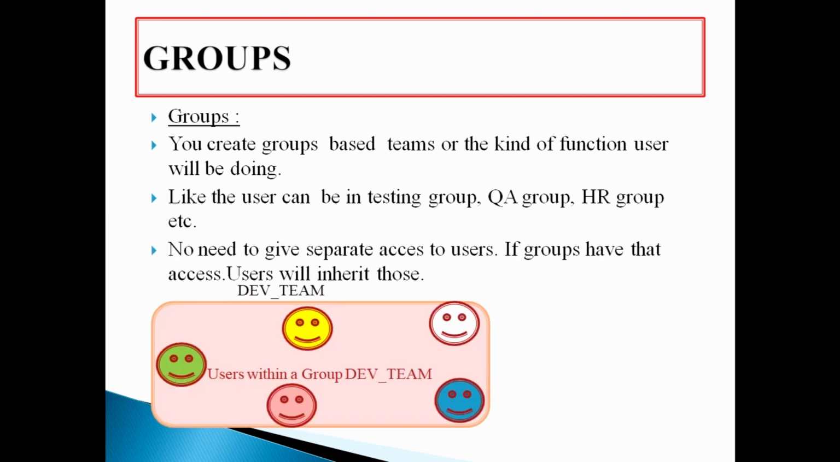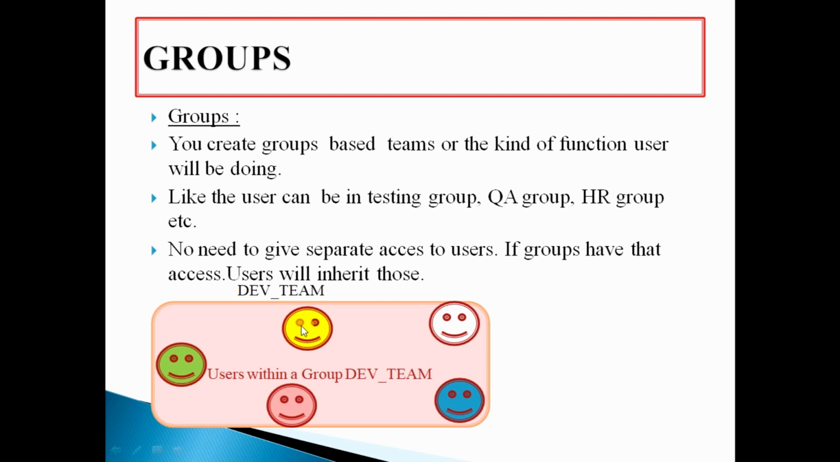Now groups. As it suggests, it's a group of users. How are these users combined? This can be based on a testing team, a QA team, an HR team, or some functions they perform. If you see this diagram and consider this rectangle as a group, then the users are these circles. You can see there are different users within this group, dev_team.